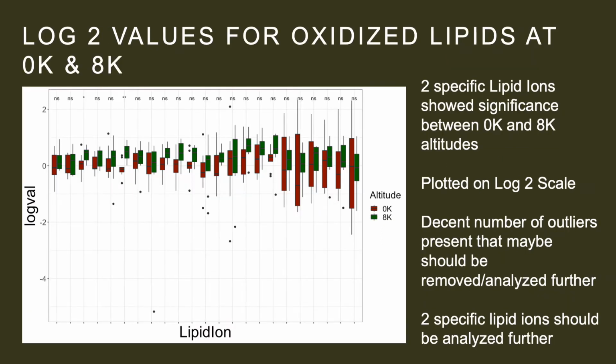So this next plot is looking at the actual values for all of the patients. So it's averaging all the patients together to create box plots for all of the lipids that we were looking at. As you can see, there's a little bit of difference potentially between the 0K and the 8K. And also I want to note that the y-axis here is a log 2 axis. So the little changes are actually a little bit more than they may seem.